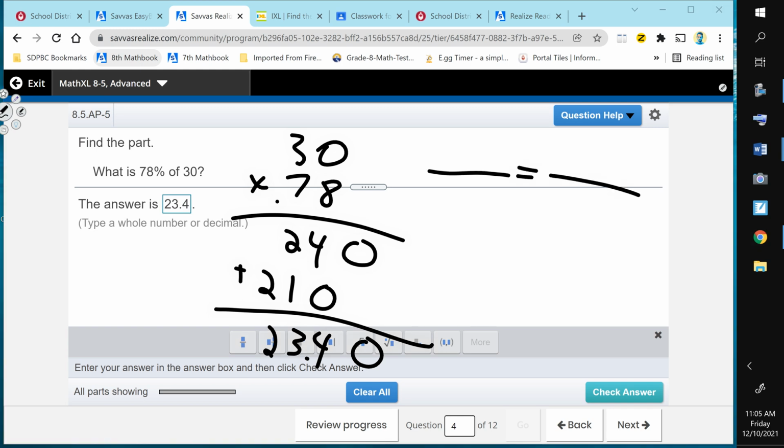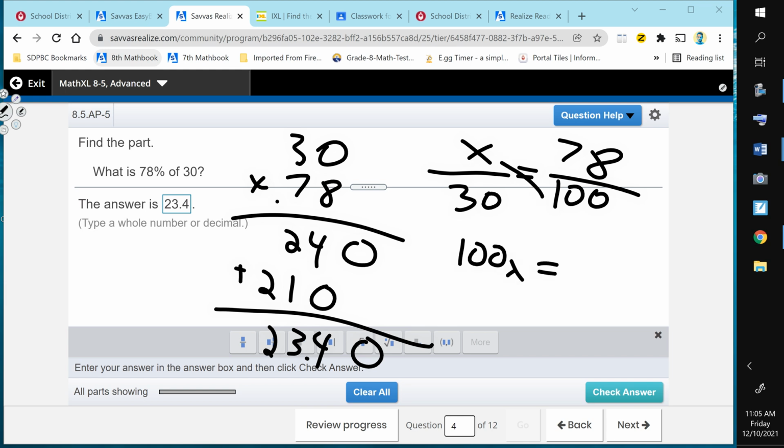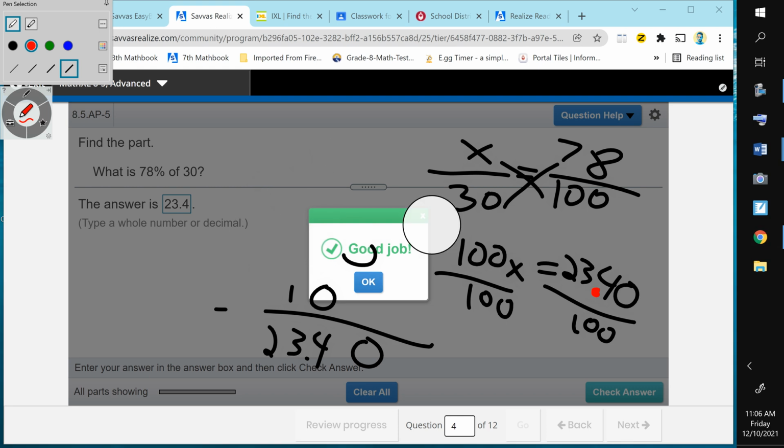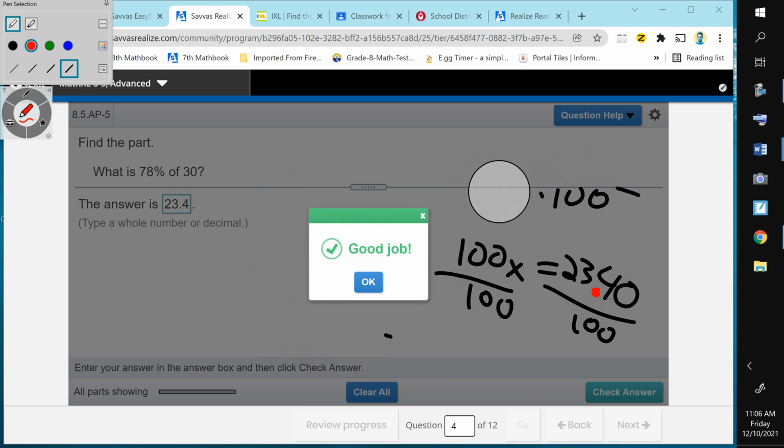If you set up a proportion, it would look like 78% of 30, and you would solve it like that. 100 times x. Notice how you would still have to multiply 30 times 78, which would give you this with a 0. And then when you divide by 100, you would move the decimal. It would just involve taking a decimal and moving it back 2 places to get 23.4, which is what I think the answer is. So either way you do it, if you do it right, it's going to give you the same answer.